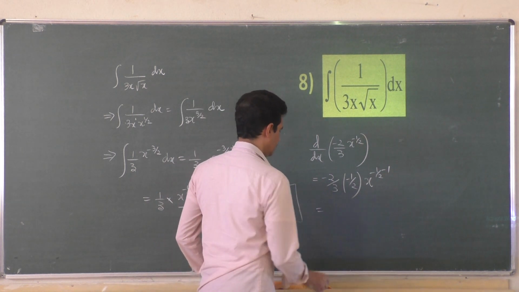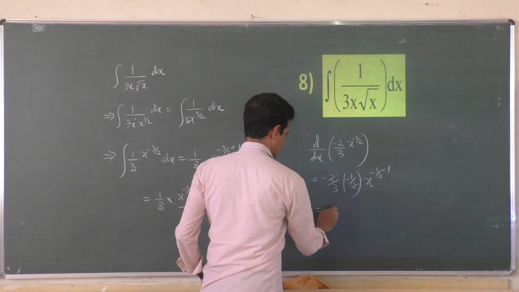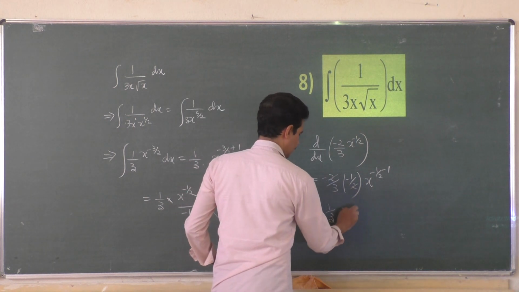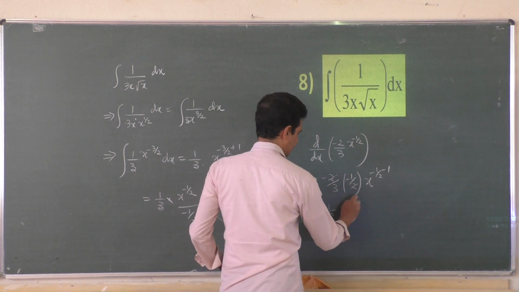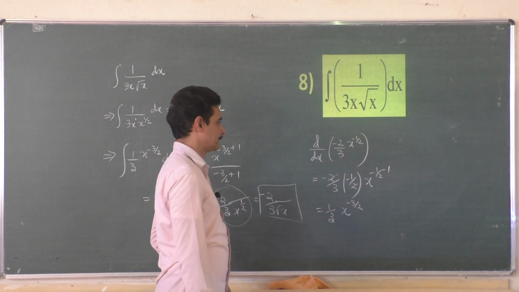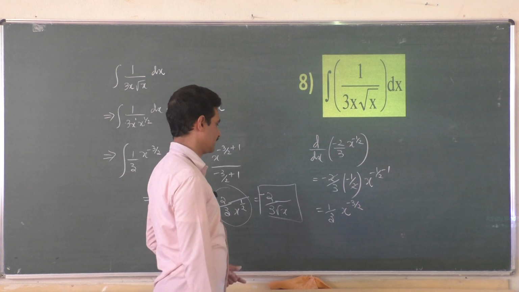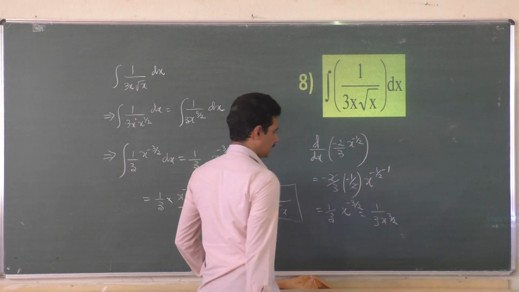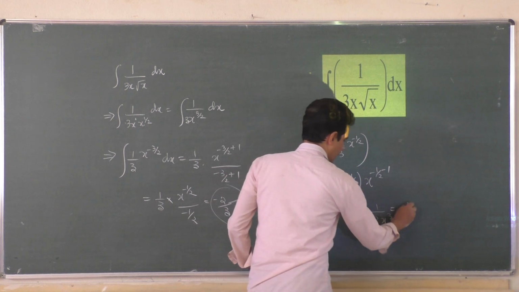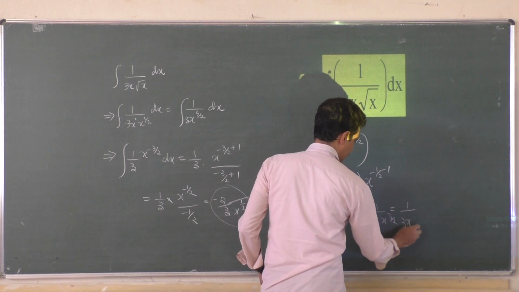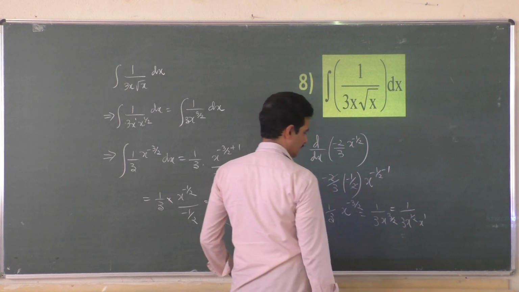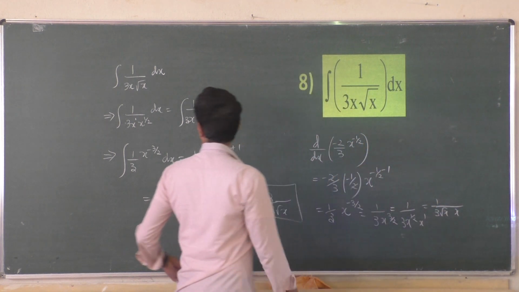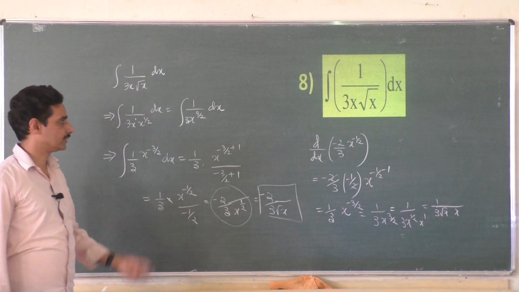That is equal to, this becomes plus, 2 gets cancelled, 1 by 3, minus minus cancel, x to the power minus half minus 1, minus 3 by 2. That is equal to 1 by 3 x to the power 3 by 2. 3 by 2 can be written as half plus 1, x to the power 3 by 2 is x to the power half times x to the power 1. So 1 by 3 root x and x, 3x root x. We'll get it back. So it goes like this.